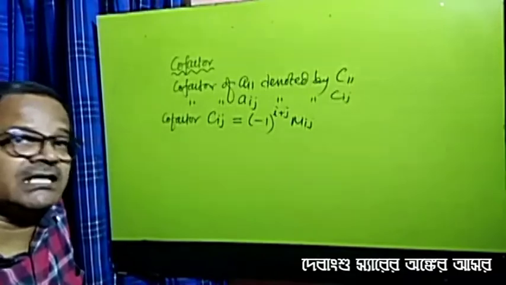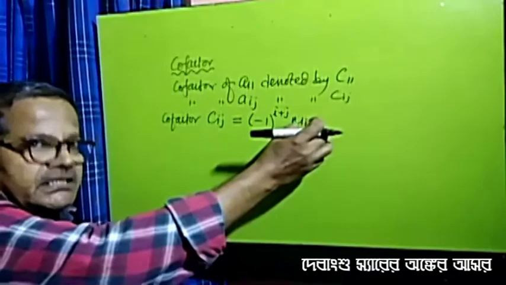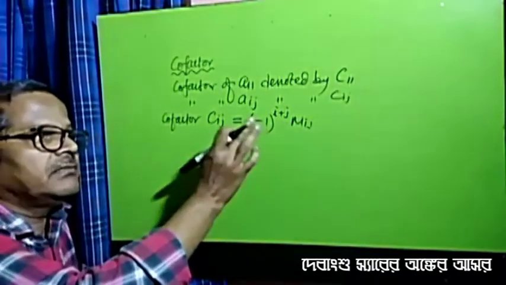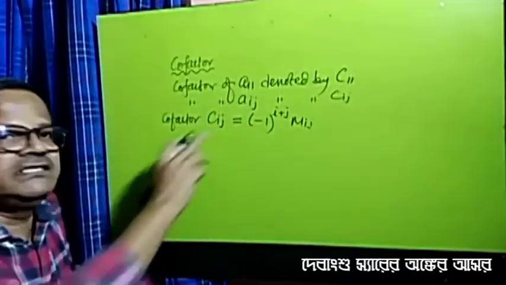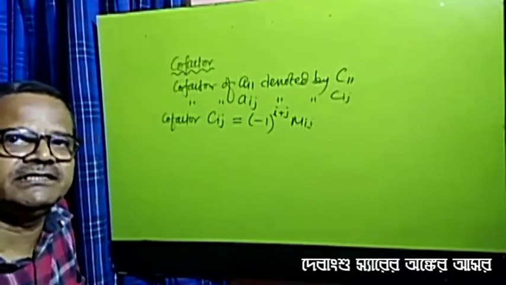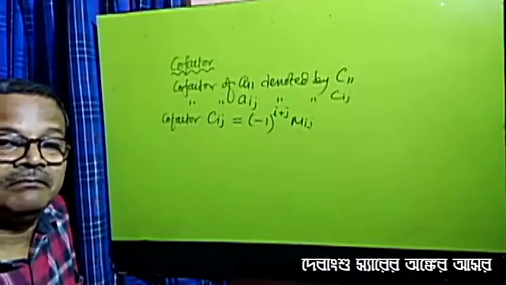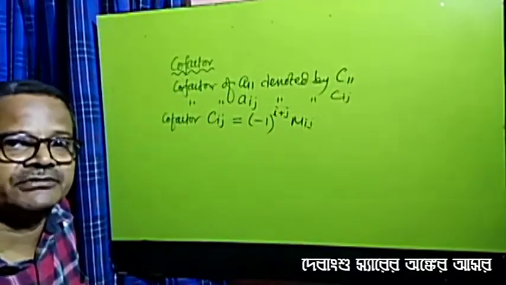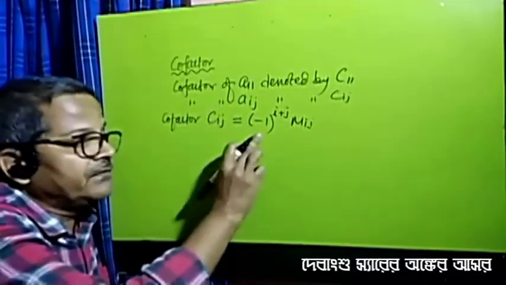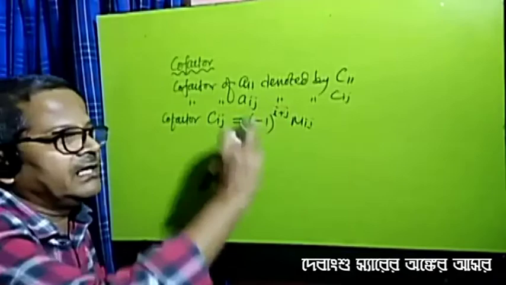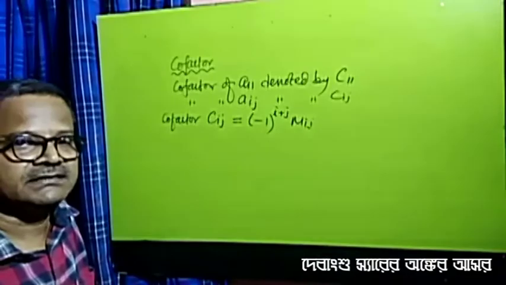So Mij we just learned. Only we have to multiply Mij, the minor, with minus 1 to the power i plus j. Then we will get Cij. That's why sometimes cofactor is defined as minor with proper sign, and the rule of determining sign is by multiplying Mij with minus 1 to the power i plus j.